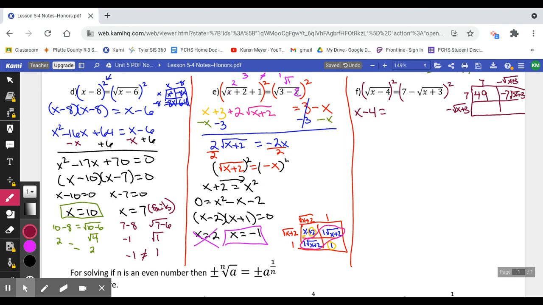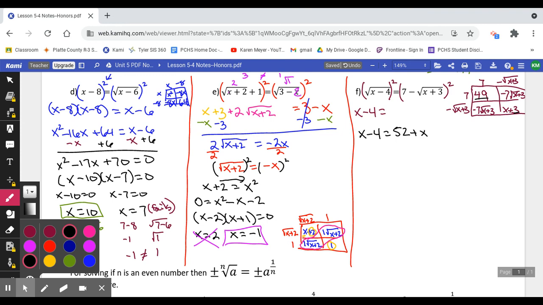And then 7 times a negative square root means negative 7 of those square roots again. And then negative square root times negative square root, well, 2 negatives make a positive. And then the square roots, since they're identical, they undo each other. So you get x plus 3. So we're looking at x minus 4 equals 49 plus 3 is 52. And then we still have plus x. And then negative 7 roots plus negative 7 roots is negative 14 of those roots.